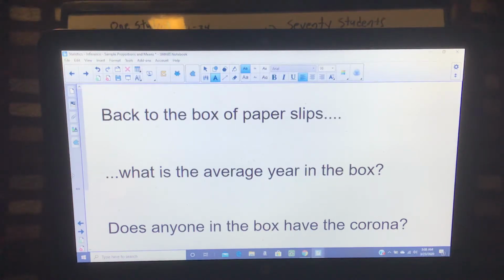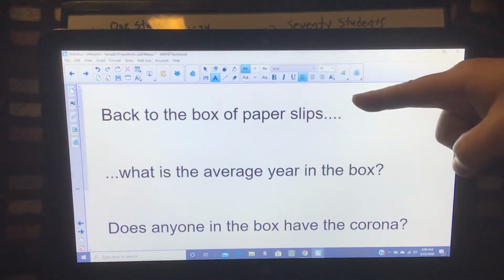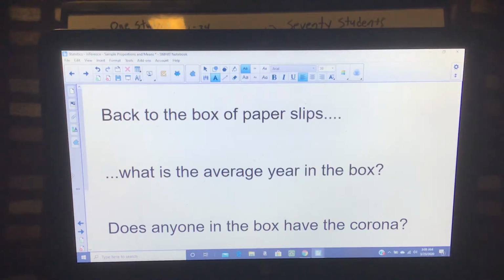Now, if we were still in school, well, we would have gone back to the box. So pretend we're back to the box of paper slips. And we've got two important questions. Number one is, what's the average year in the box? Number two, does anyone in the box have the coronavirus?